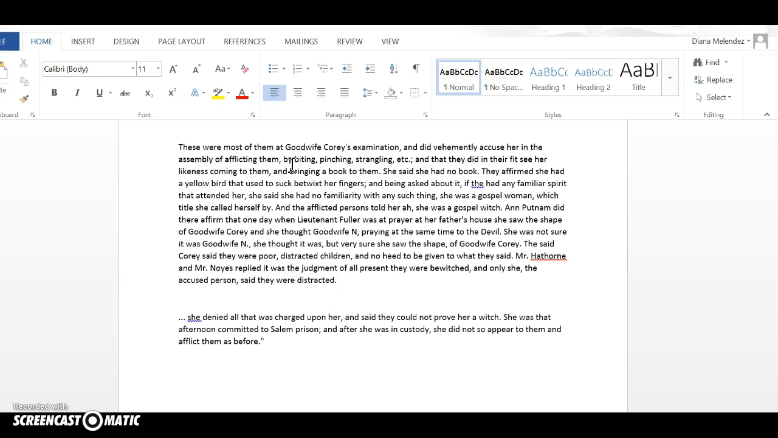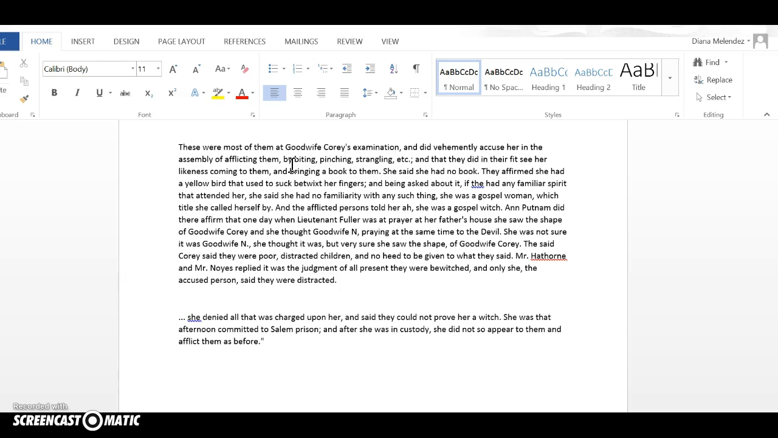Okay, so in this paragraph, the girls are accusing her of bothering them, strangling them, biting, pinching, and one of them said that they saw her praying to the devil. And Martha Corey said, no, I never did that. You girls are just making things up, and I never did anything like that. But the other adults, the judges, they didn't believe her. They said she's the only one saying that she's innocent, and everybody else is saying she's a witch, so she must be a witch.